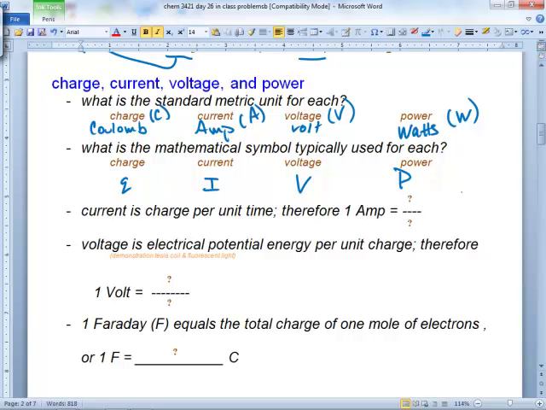Current is, because a watt is a joule per second. All right, but we don't even care, it's not even in here. But a watt is joule per second. An amp, charge per unit time. So it must be what over what? Coulombs over seconds.